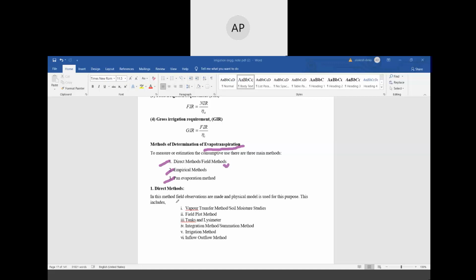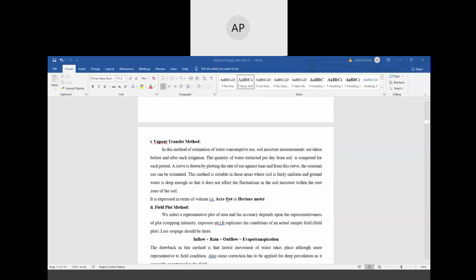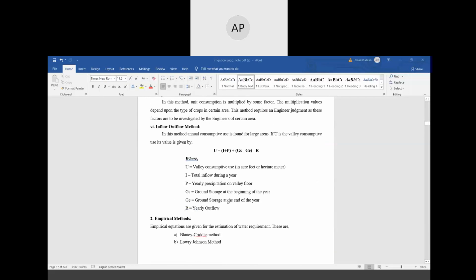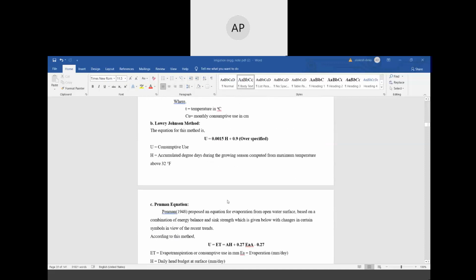In this method, field observation, that is the field method. In a field method, observations are made and a physical model is used for this purpose. This includes vapor transfer, field plot method, tanks, lysimeter, integration method, irrigation method, and inflow outflow method. So these are the direct methods, or you can say field methods. Remember this. We have details in this method. You can study these methods yourself.